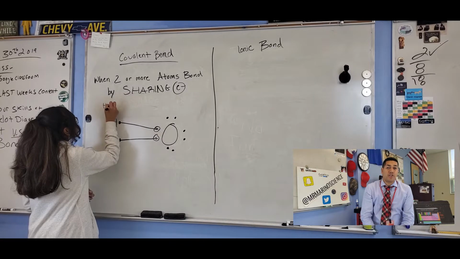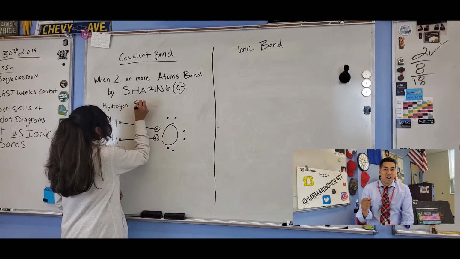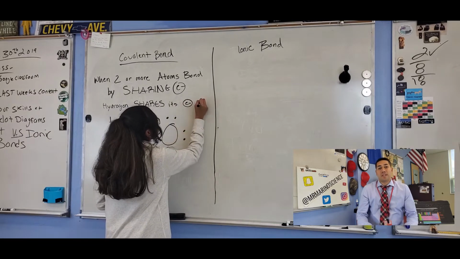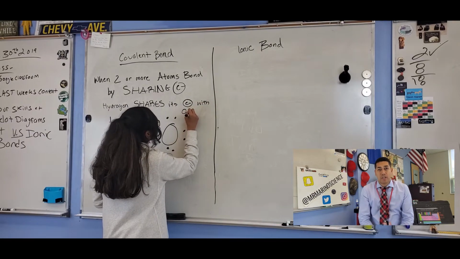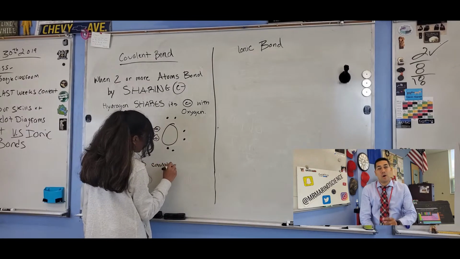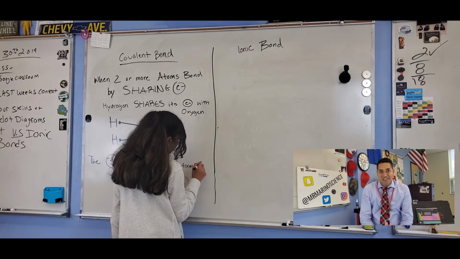So hydrogen is going to share its 1 electron. The other hydrogen atom is going to share that electron. And now oxygen will have a complete outer ring filled with electrons. The 3 atoms have combined to make 1 molecule of H2O, water.